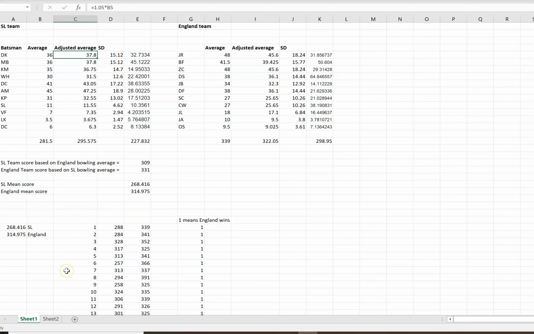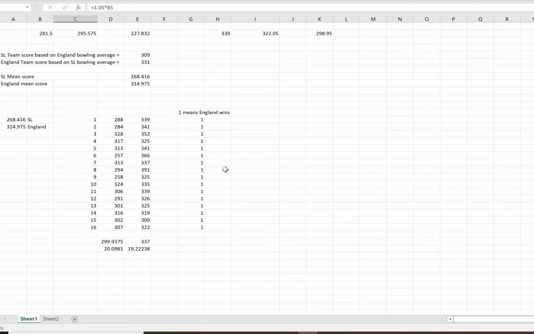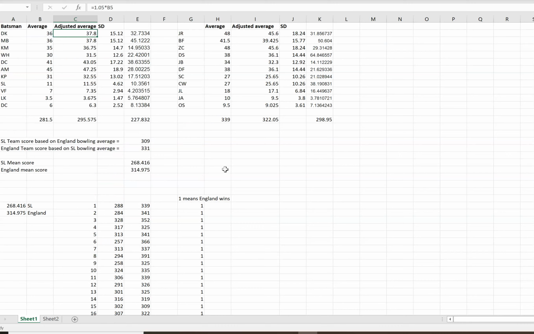So I hope you understood something about how to do a simulation for a cricket match. And there could be more improvements that can be done, which you could think of. And thanks for listening.